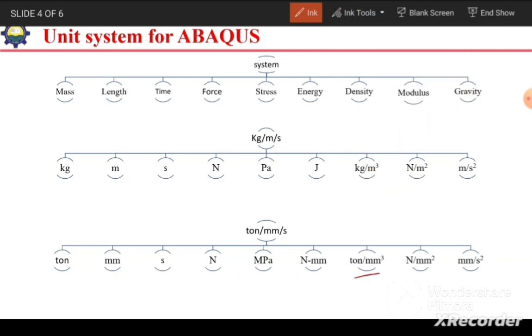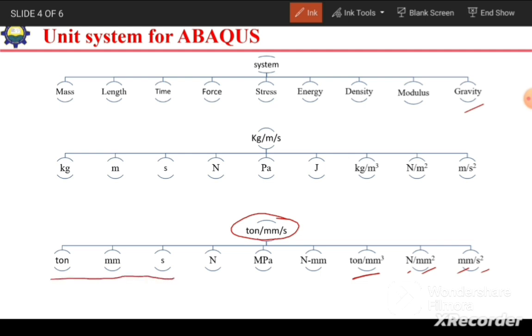Similarly, this density will be in ton per millimeter cube, modulus will be in Newton per millimeter square, and this gravity will be millimeter per second square. So we can see that once we have selected our base units for the basic quantities, then the unit for the derived quantities will be consistent with these basic quantities.